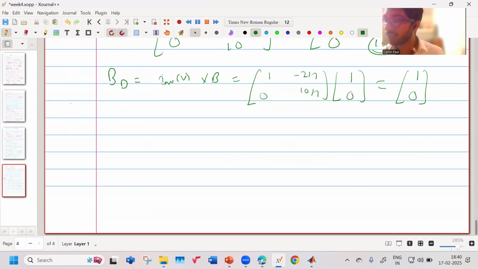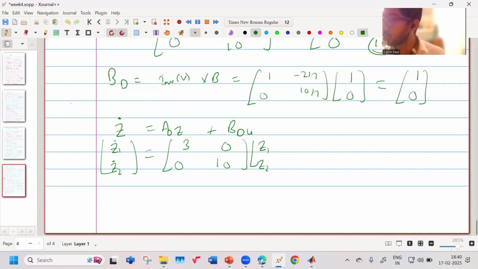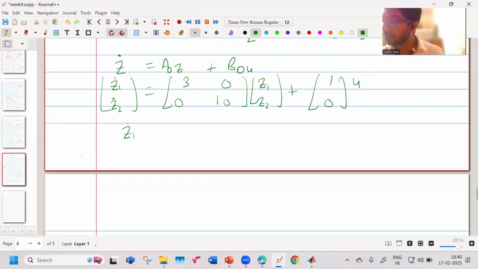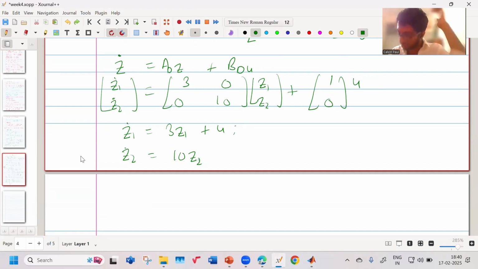So our new converted system Z dot, which is equal to AD into Z plus BD into U, is given by what? Z1 dot, Z2 dot, right? is equal to 3, 0, 0, 10, Z1, Z2 plus 1, 0, U. Okay. So if you write it down, you get Z1 dot is equal to 3Z1 plus U, and Z2 dot is equal to 10Z2, sorry, it's only 10Z2.